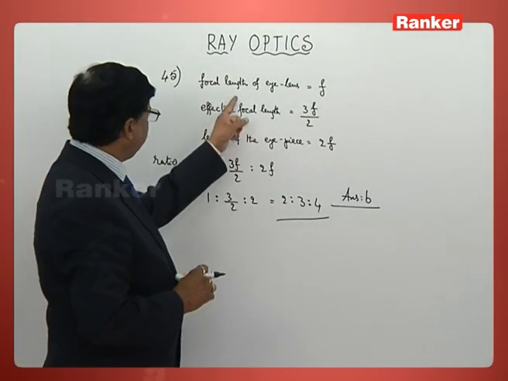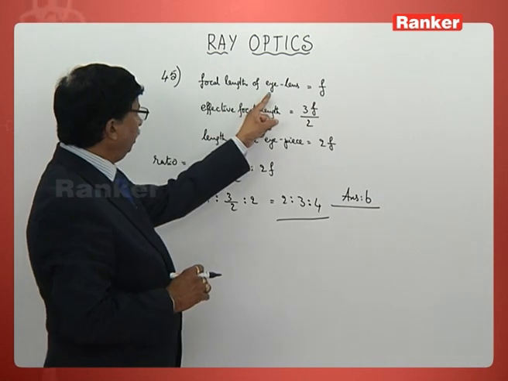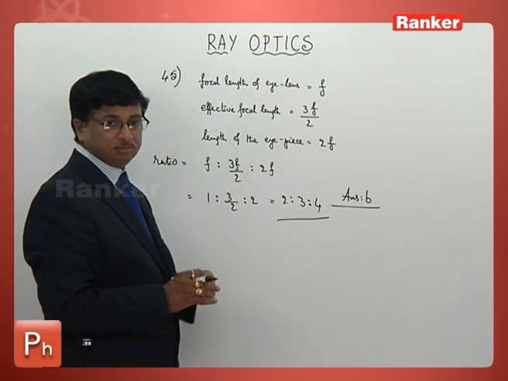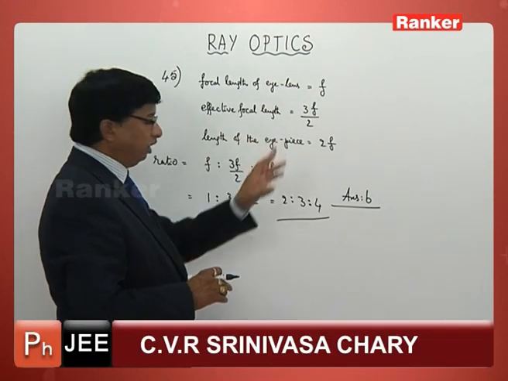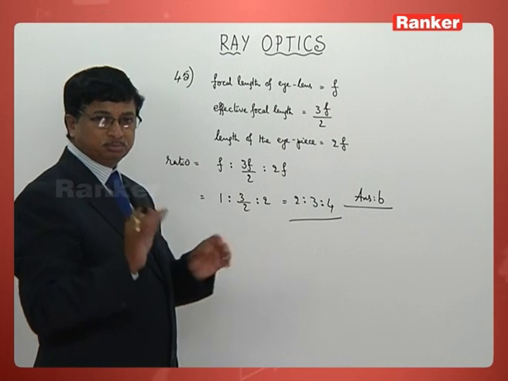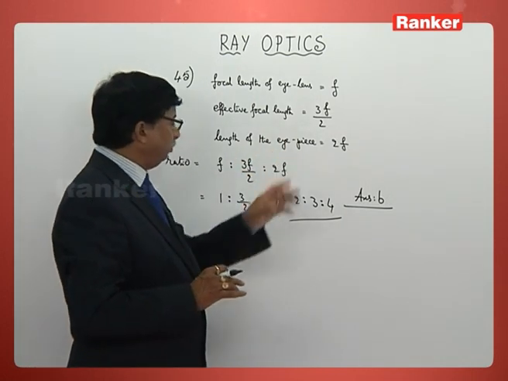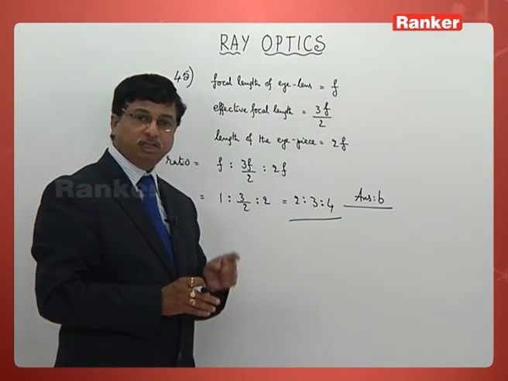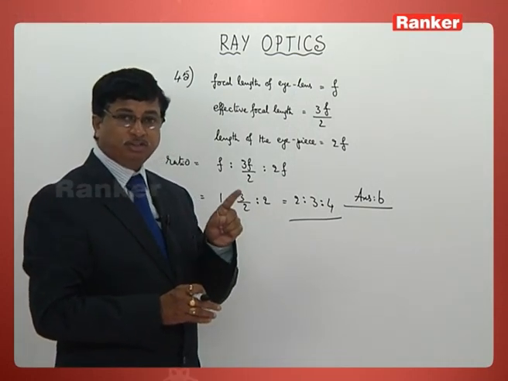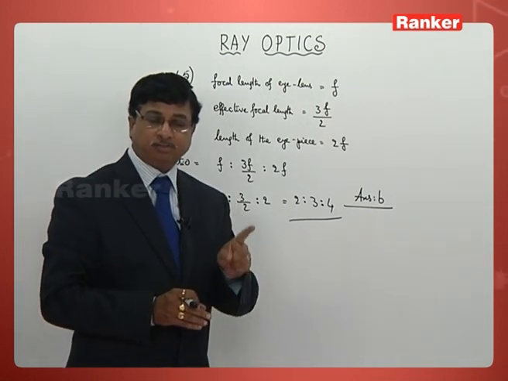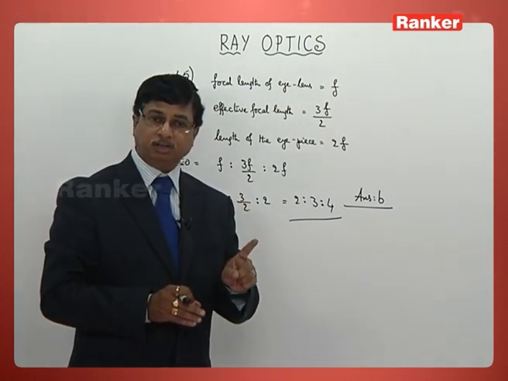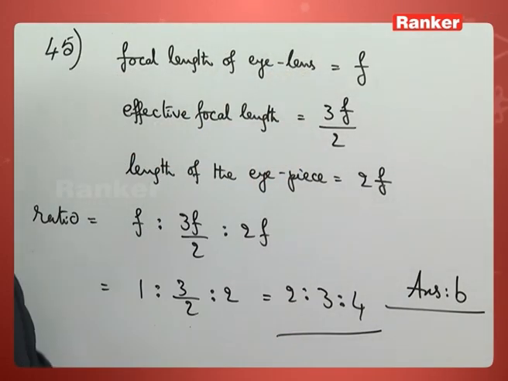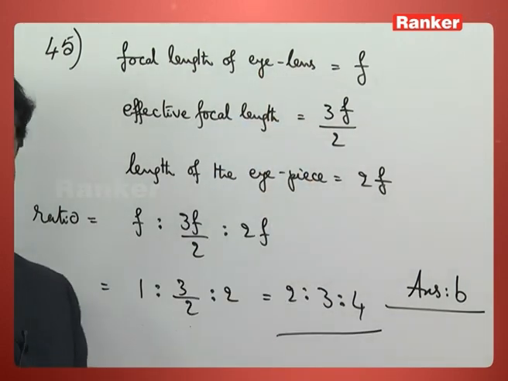Once again, just to check these three values. Focal length of eyelens, f. Suppose if they ask you field lens, it will be 3f. Effective focal length, standard formula 3f/2. And length of the eyepiece, standard value, it is 2f. In fact, what is the 2f over there? It is the distance which is equal to the difference of the focal lengths of field lens and eyelens. Field lens focal length 3f, focal length of eyelens f, the difference is equal to 2f.